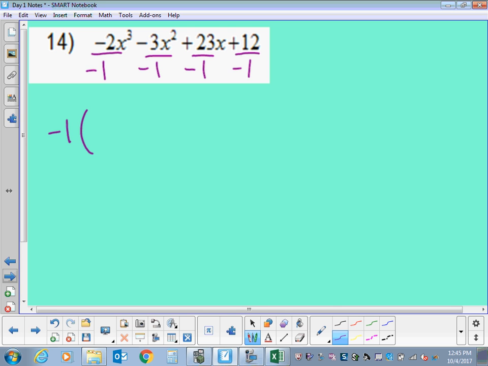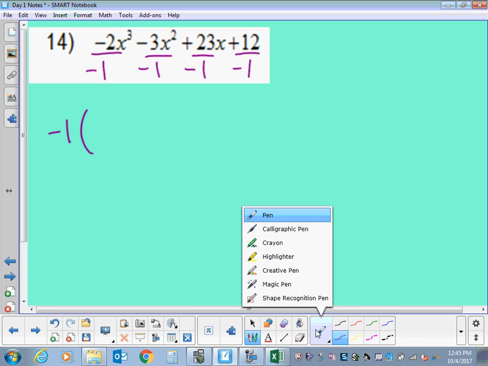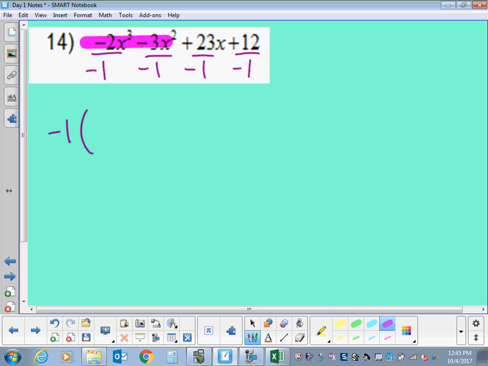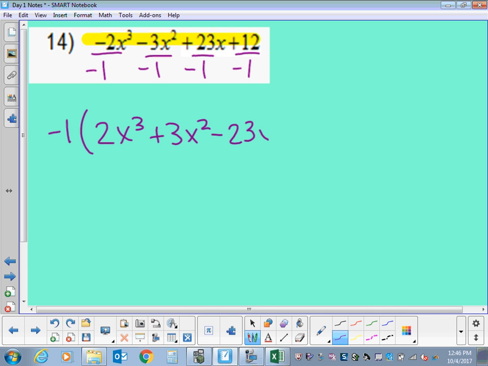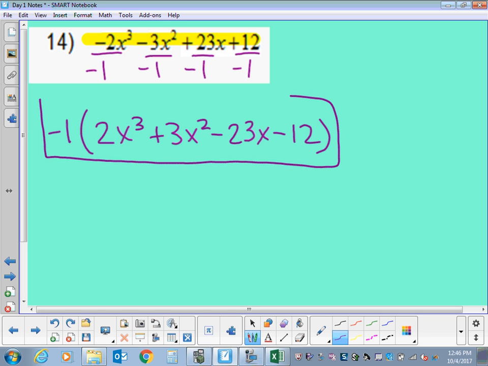When your GCF is -1, you're basically going to rewrite exactly what you have and just change all your signs. So instead of -2x cubed, I'm going to have positive 2x cubed plus 3x squared minus 23x minus 12. All I did was flip all my signs. All good? You guys understand GCF?